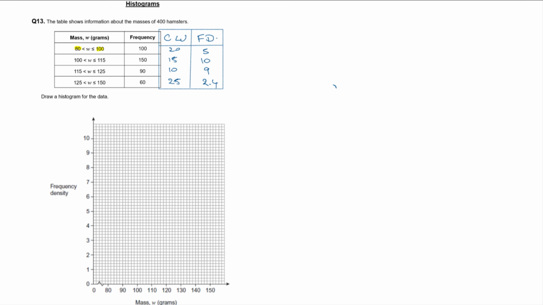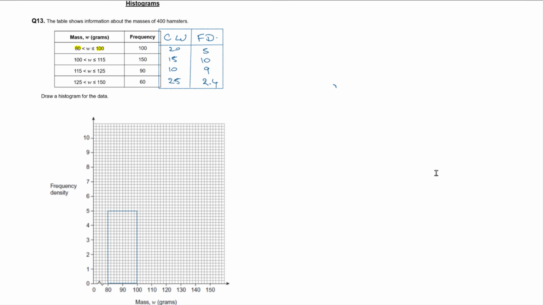Right, so I'm going to draw those bars carefully on the graph. The first bar goes from 80 to 100, and it's going to have a height of 5. The next bar is going from 100 to 115, and there's a height of 10.